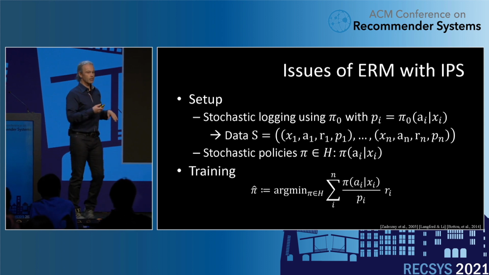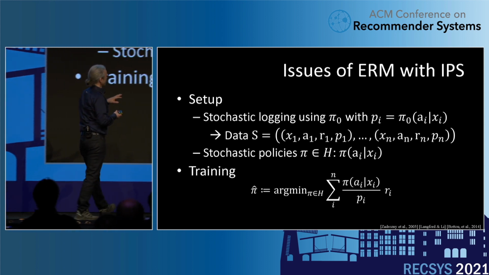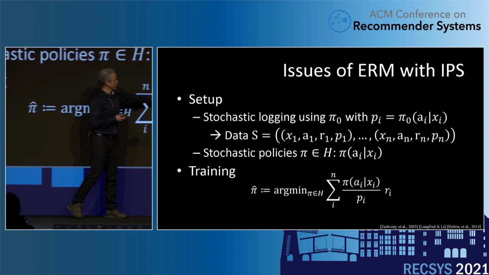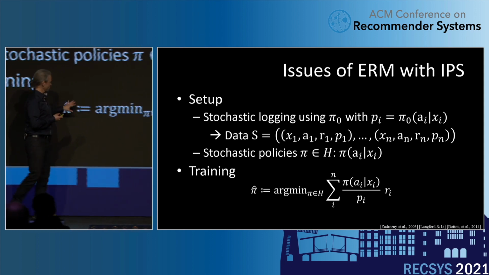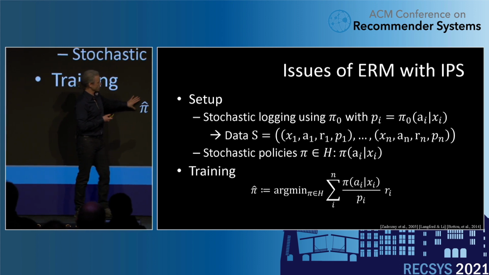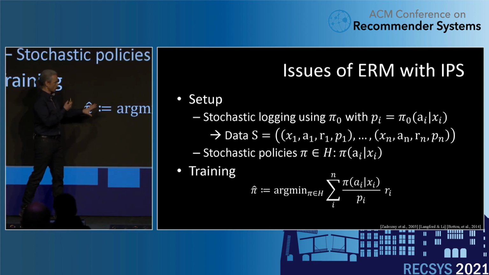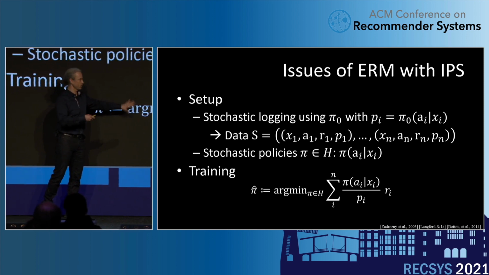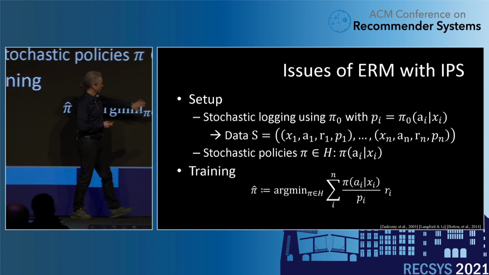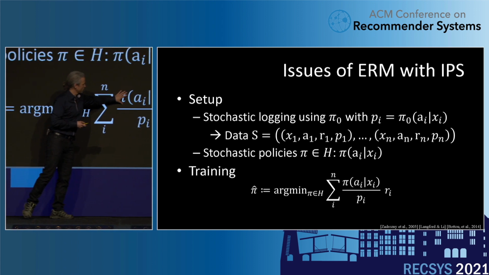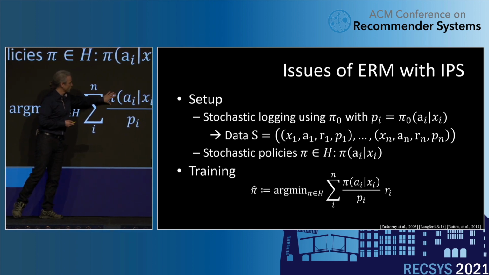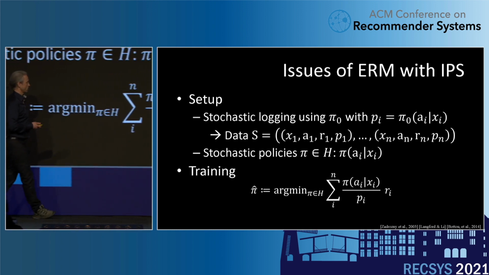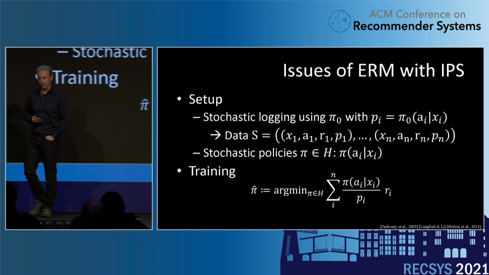So let's look at the slightly more general version where we have stochastic policies. And so then the empirical risk minimization training problem becomes, here I'm minimizing now, you can also maximize, it's minimizing a loss versus maximizing reward, doesn't really change anything. You have the probability under the new policy that we are learning divided by the propensity under the logging policy. And we need to optimize that.